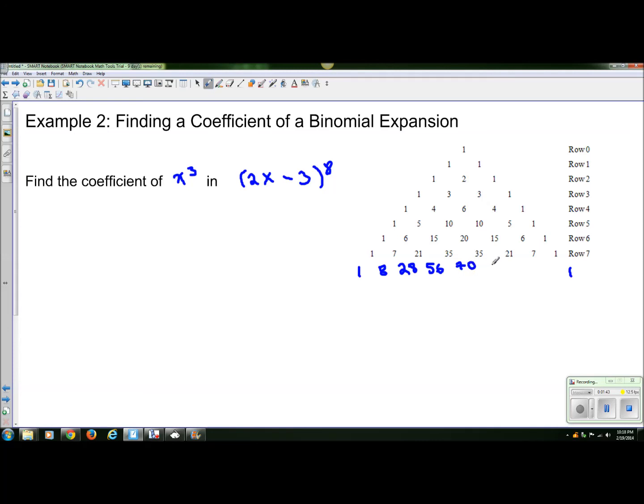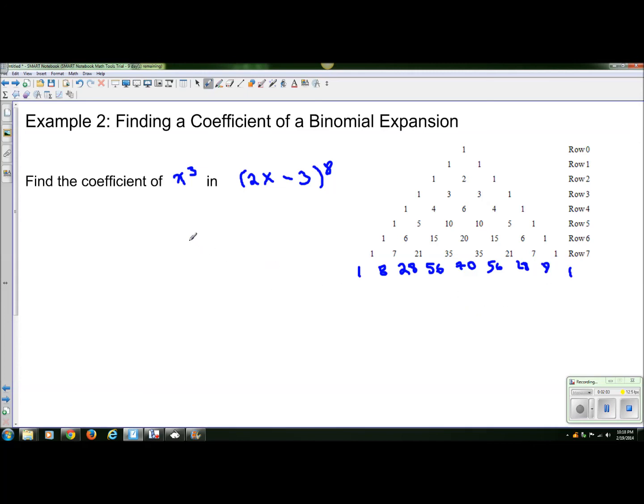And then we can see we've kind of got a mirror image. In fact, that's something you can notice about Pascal's triangle in general, is that it's symmetrical. So this entry is going to be 56. This entry is going to be 28. This entry is going to be 8. And that entry is going to be 1.